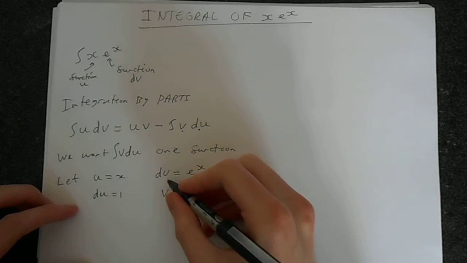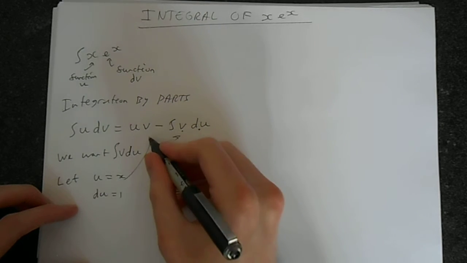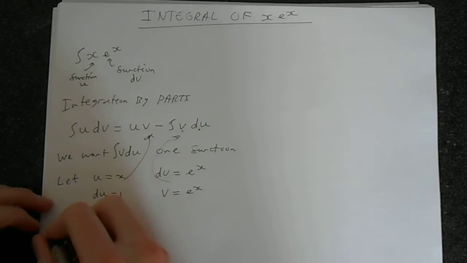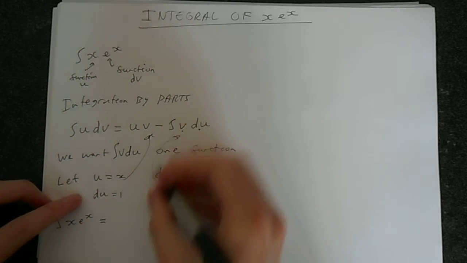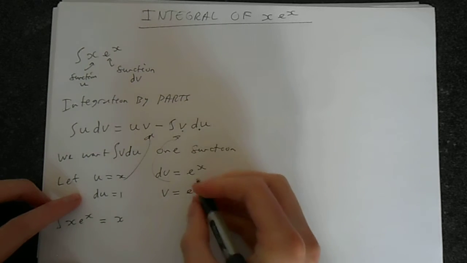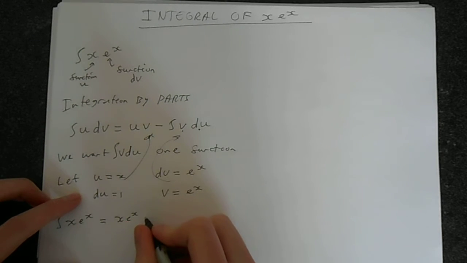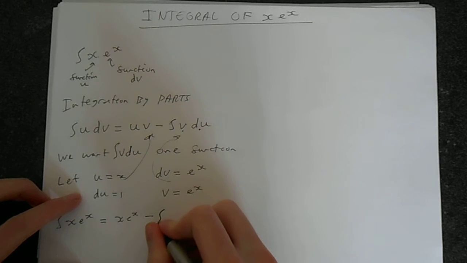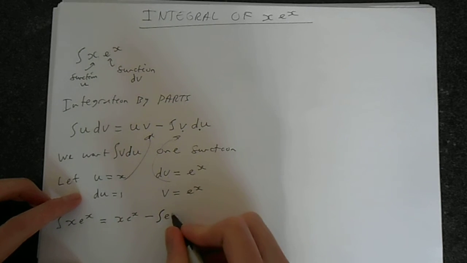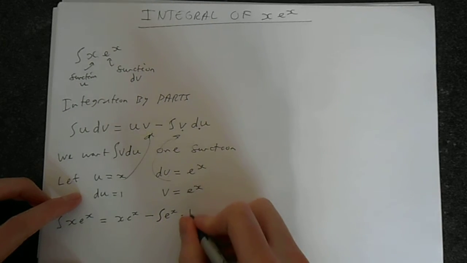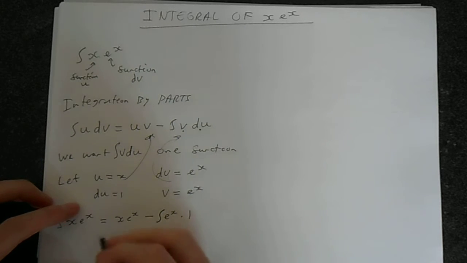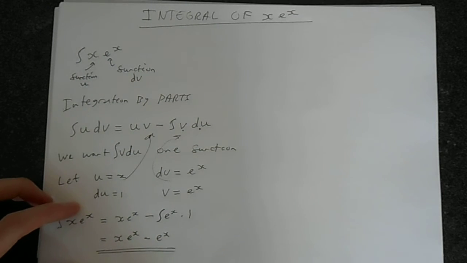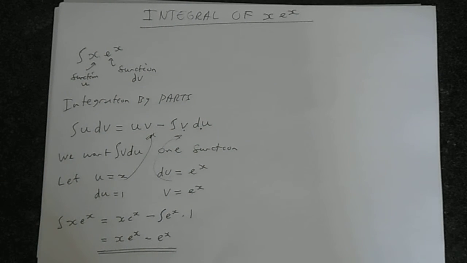So if we substitute these in, you would get that the integral of x e to the x is equal to x, subbing that in there, times v, e to the x, minus the integral. We've got v is e to the x and du is just 1. And of course we do this integration here. The integral of e to the x is just e to the x. So we get x e to the x minus e to the x. And that is the correct answer.